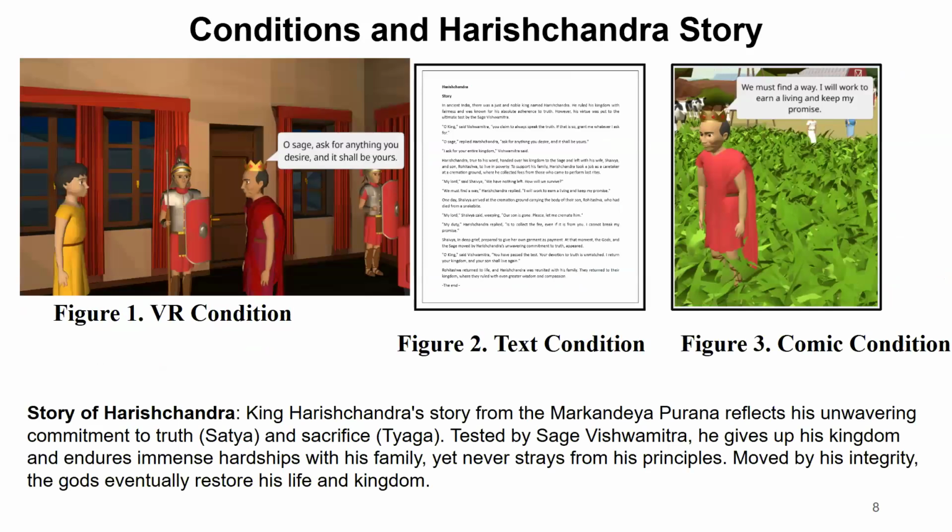So if you see figure number one, it shows the VR condition. If you see figure number two, it shows the text condition. And if you see figure number three, it shows the comic condition.